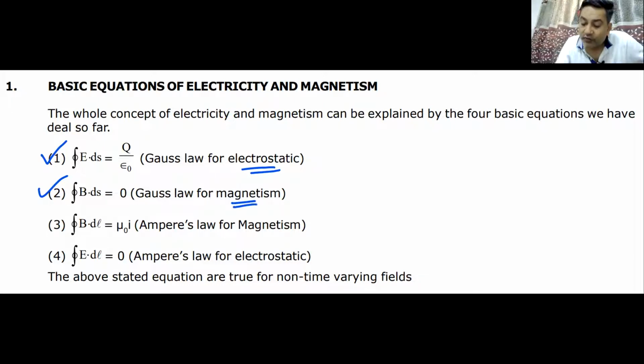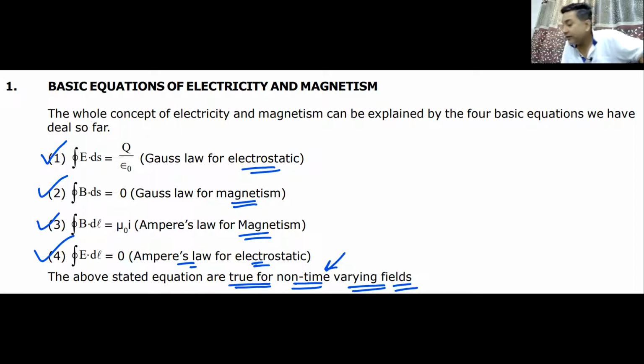That is Gauss's law for magnetism. If you find B dot dl, that is Ampere's law for magnetism. If you find E dot dl, that is Ampere's law for electrostatics. Remember, these laws are true only for non-time-varying fields.